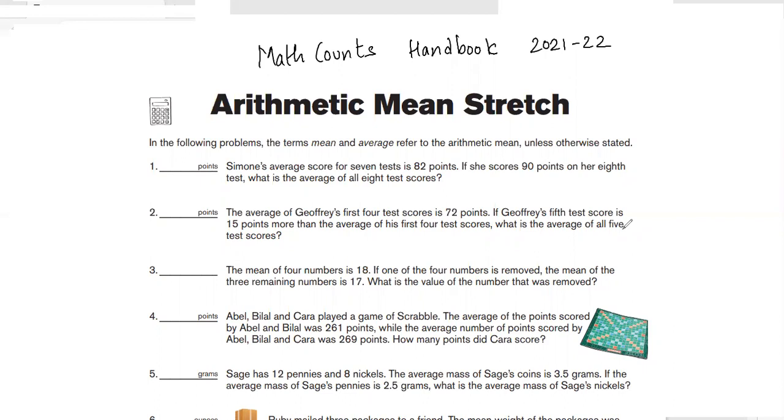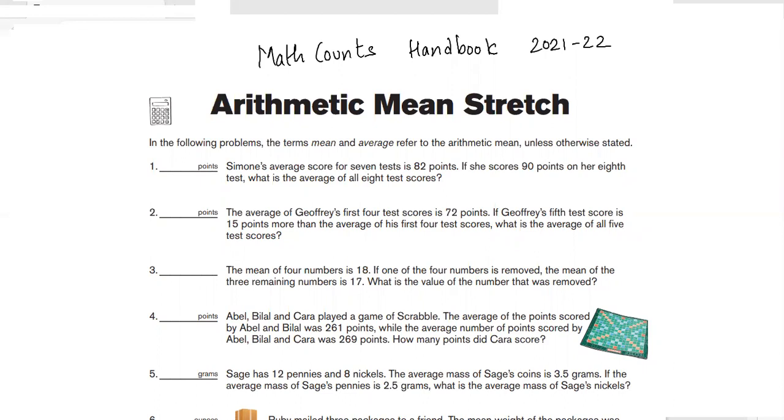This handbook has around 250 questions, so we'll try to do some of them today. The topic that we are covering today is the arithmetic mean stretch. We'll do problems from question number 1 to question number 10. So let's start with the first question.